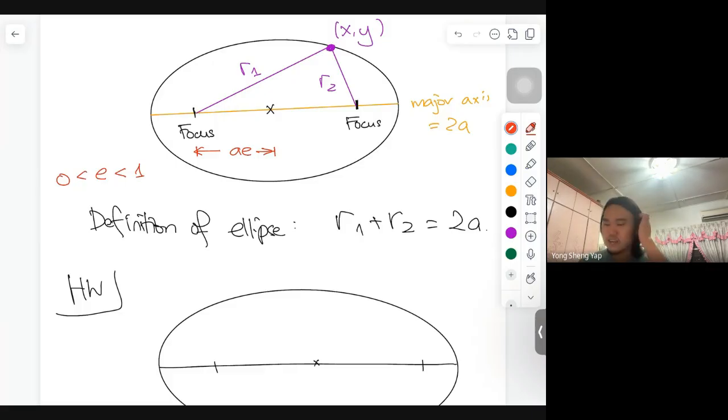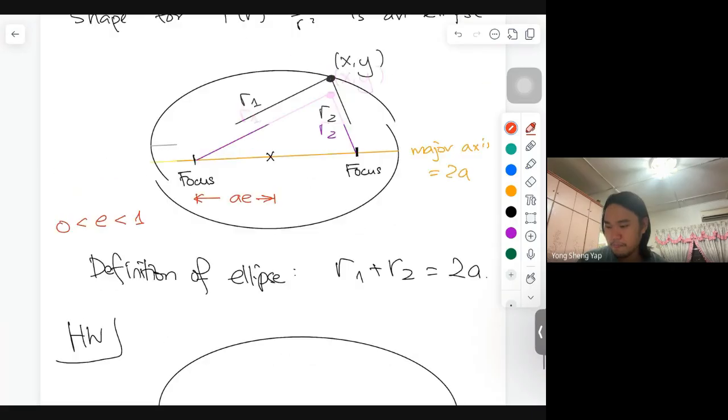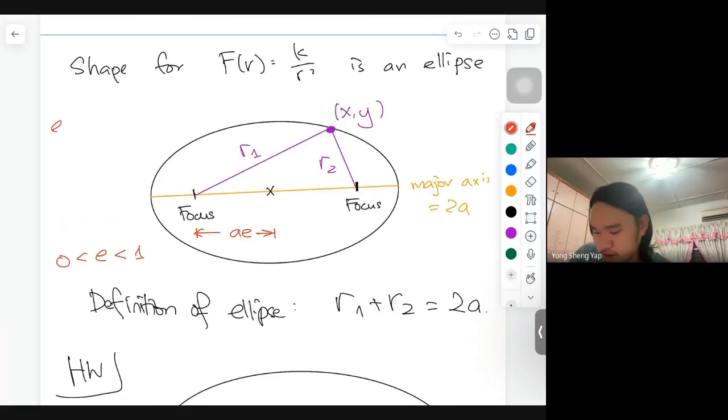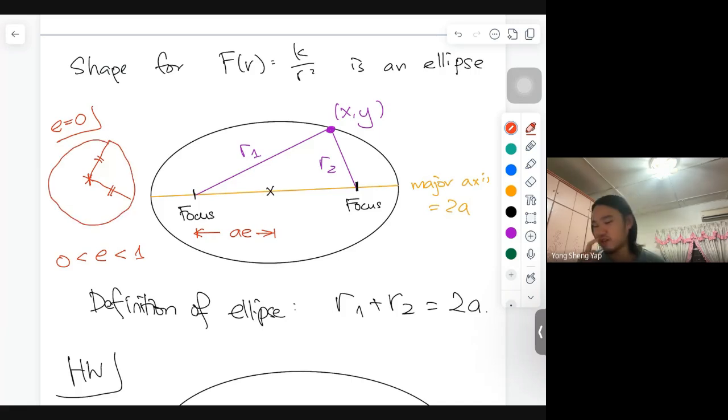So maybe I should say that for E equals 0, the focuses collapse to 1 point. Both the focuses are 0 distance away from the center. But for every point, R1 plus R2 must equal 2a. Because it comes to the same point, these two are always the same length. Basically, it is a circle. So E equals 0 is a circle.